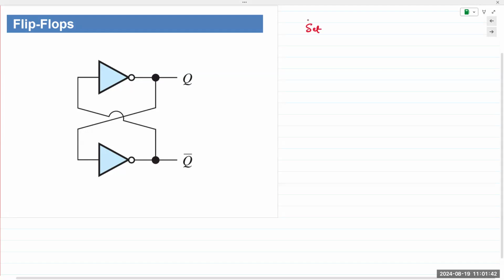Typically, we refer to set mode as 1 and reset as 0. And this is the reset button that you would often refer to in any microcontroller or any system. We say, okay, let's reset. When reset, it wipes everything out. Basically, it goes to 0.